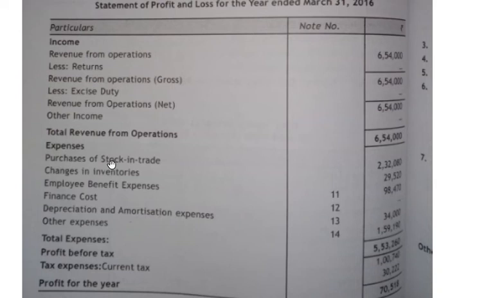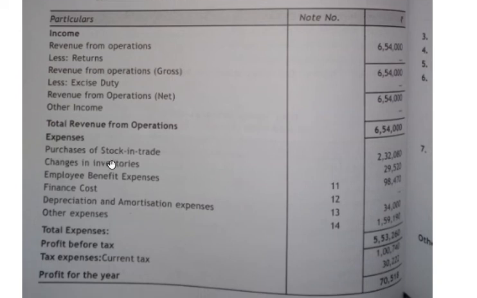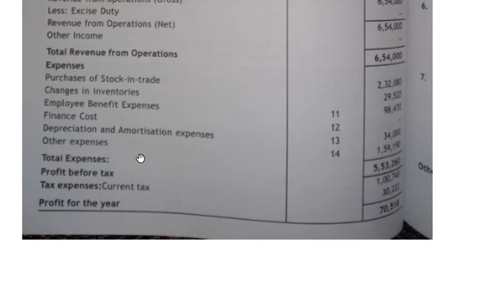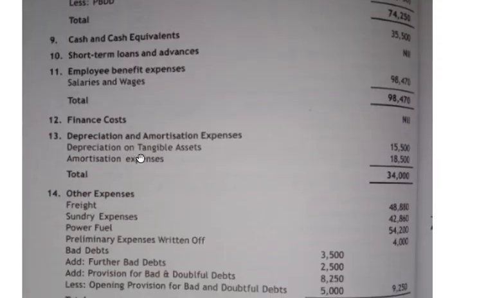Moving on to our expenses side, which is purchase of stock in trade 2,32,080. Changes in inventory is nothing but opening inventory minus your closing inventory, 29,520. Okay, then moving on to our working notes. So we'll look into our 11, 12, 13, 14 working notes.